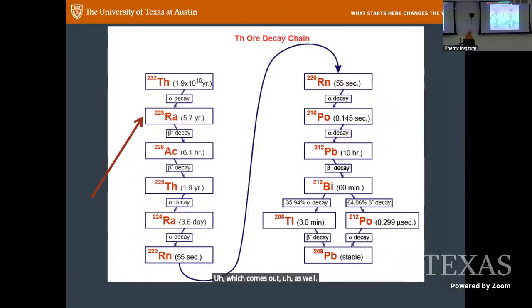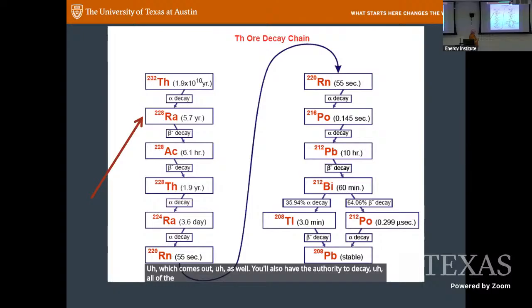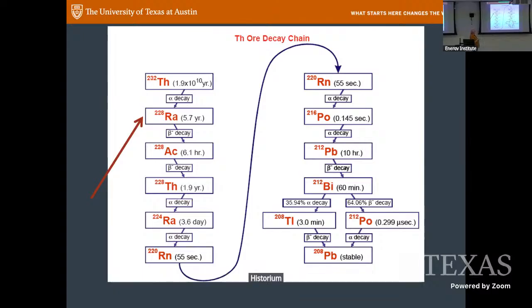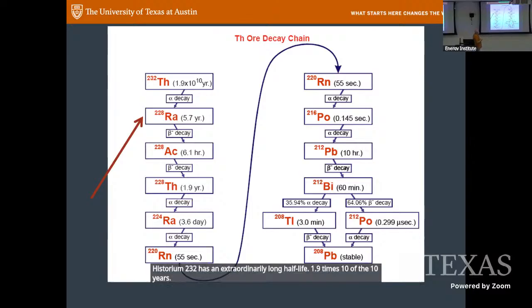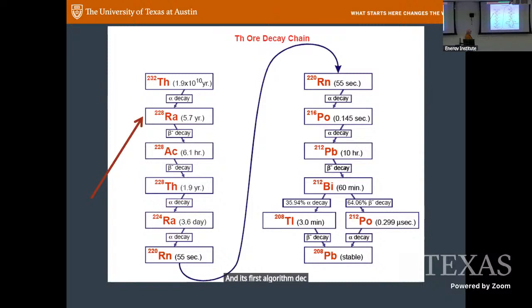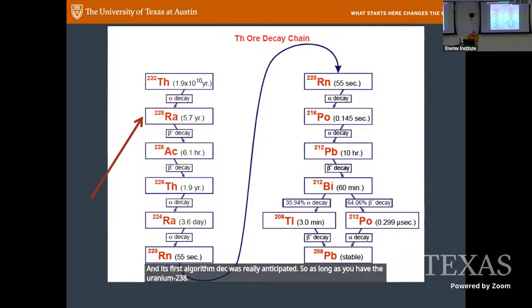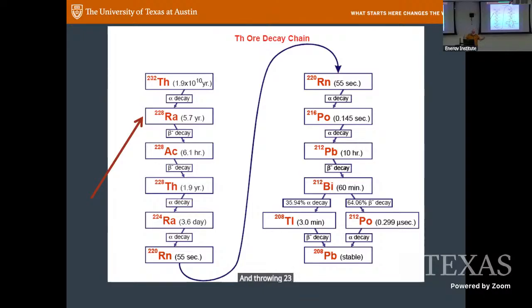You also have the thorium decay chain. All of the thorium in the world is thorium-232. It has an extraordinarily long half-life, 1.9 times 10 to the 10 years, and its first alpha decay is radium-228. So as long as you have uranium-238 and thorium-232 in a geological formation, it will always decay out. So it's always happening.